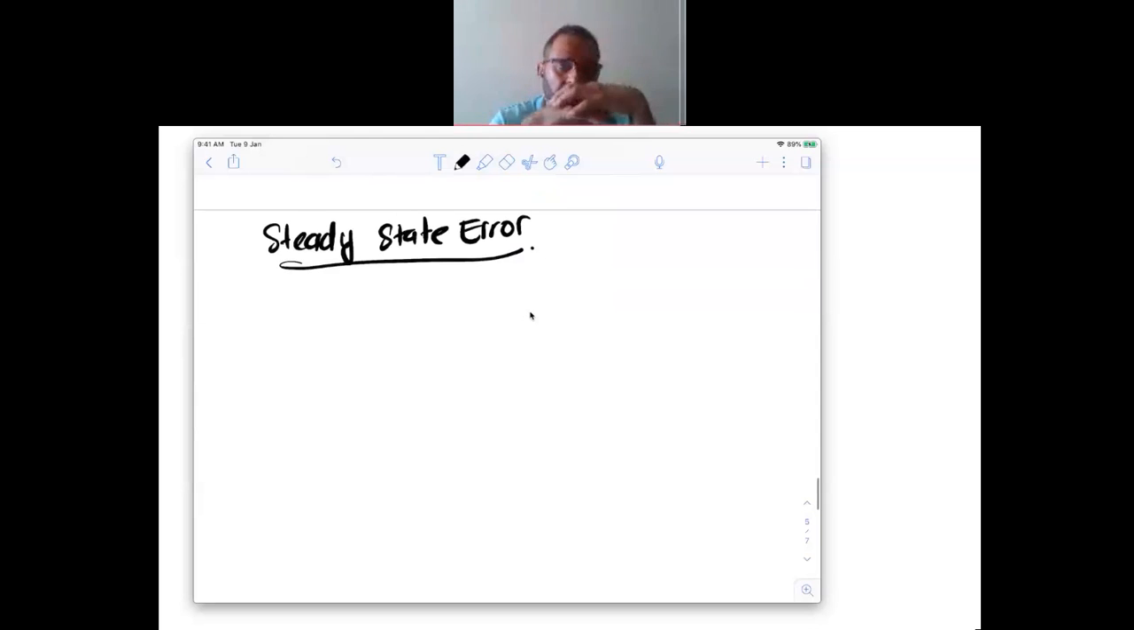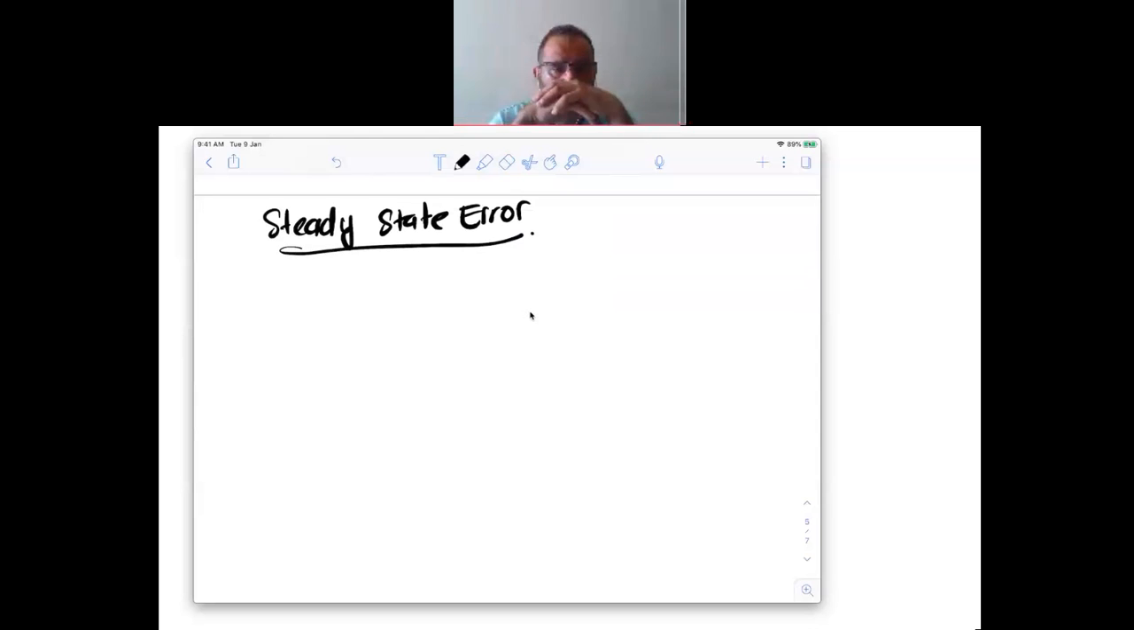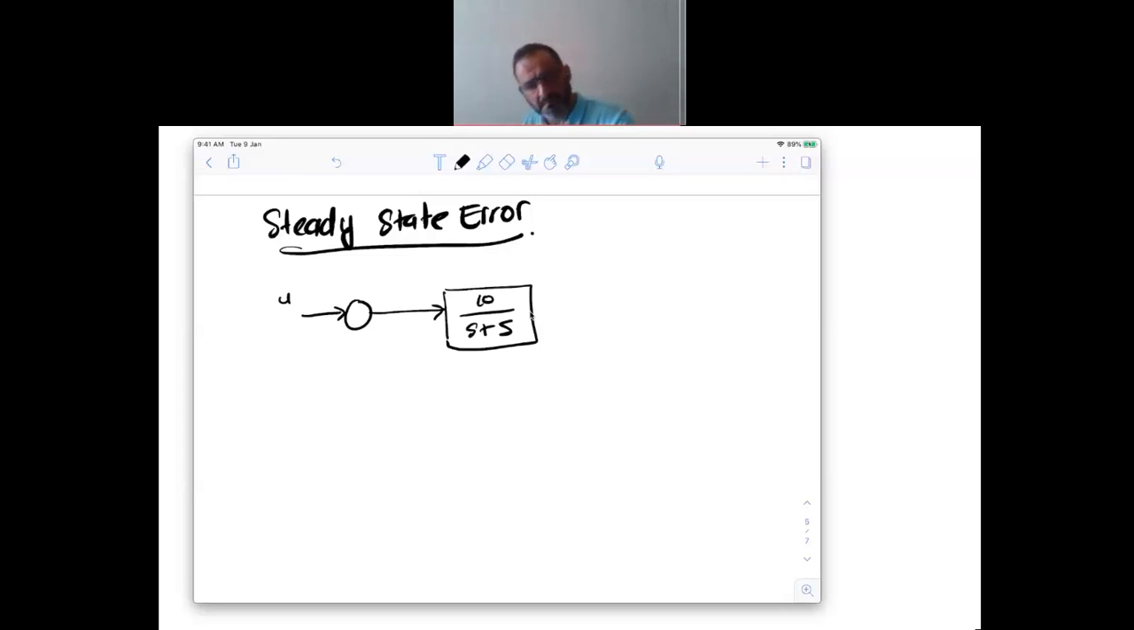When we have a steady state error, if you remember, when we have an input, let's say it's the same system, so that is easy for us to refer. Let's say I have a simple system of 10 over s plus 5. That's the transfer function. Or maybe initially, let's say without the closed loop. Let's say the open loop of the system. This is open loop.